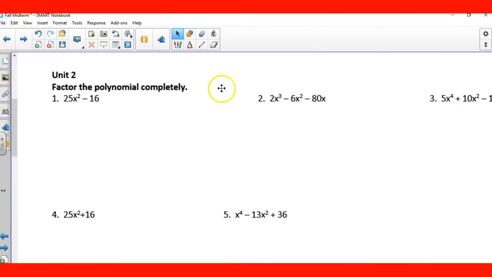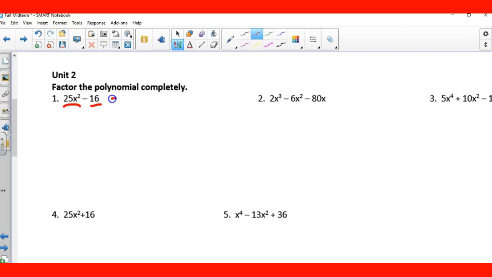Right here, factor each polynomial completely. This first one, guys, is called the difference of perfect squares. If you notice, 25x squared is a perfect square. 25 is a perfect square, so is x squared. 16 is a perfect square.